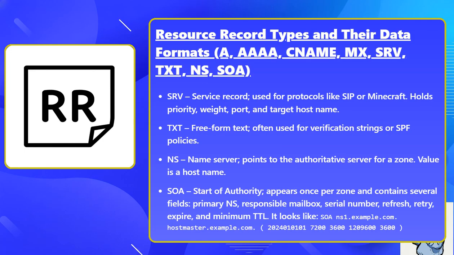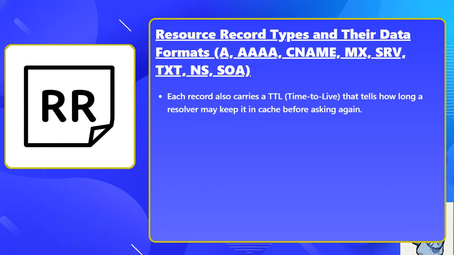SOA, start of authority, appears once per zone and contains several fields: primary NS, responsible mailbox, serial number, refresh, retry, expire, and minimum TTL. It looks like SOA ns1.example.com, hostmaster.example.com, followed by the serial number and timer values. Each record also carries a TTL, time to live, that tells how long a resolver may keep it in cache before asking again.